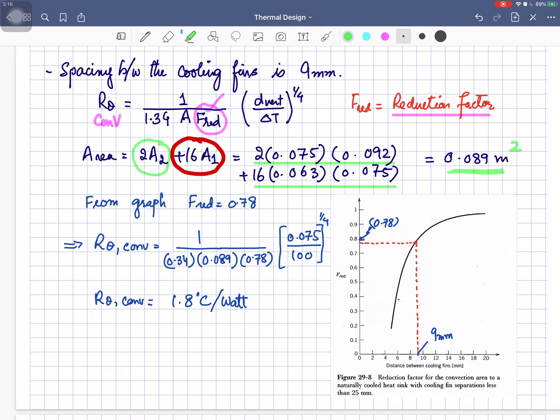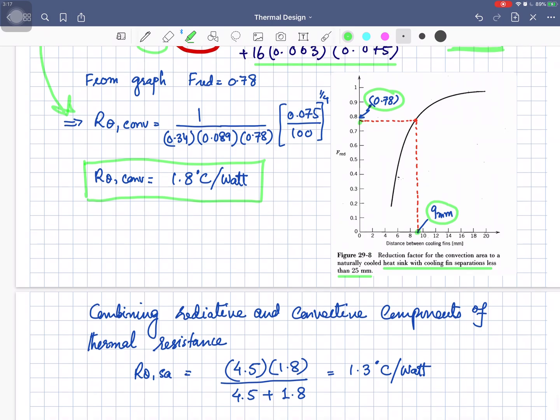The reduction factor for the convection area of a naturally cooled heat sink with cooling fin separation less than 25 mm is given in this graph. So we can see for a 9 mm distance between the cooling fins, the correction factor is 0.78. So taking this equal to 0.78 and using the numerical values in this equation, we can find out the r theta for this convection process, that will be 1.8 degrees centigrade per watt.